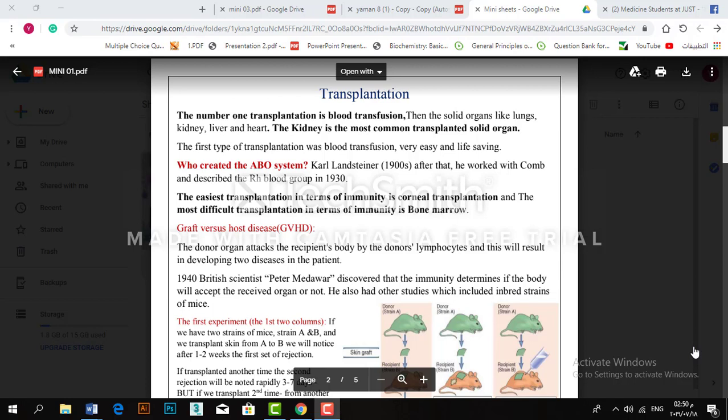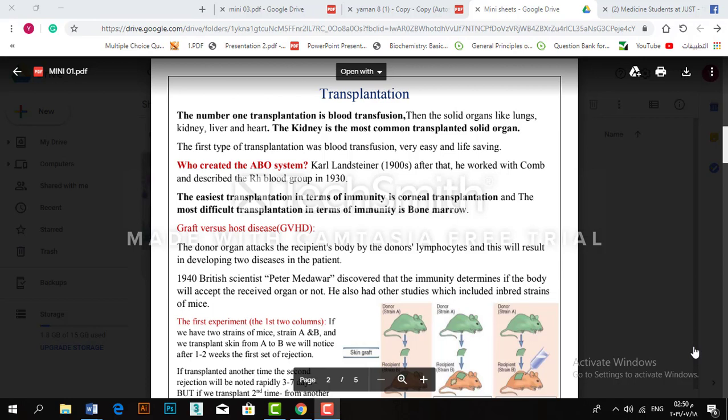مثلا يجي حيسألك who is the easiest transplantation in term of immunity، تقول له is the corneal transplantation. مين الأصعب؟ حنقول له البون مارو. فلازم ننتبه لهاي الأشياء. طب the first type of transplantation was blood transfusion. ليش؟ لأنها easy and life saving.